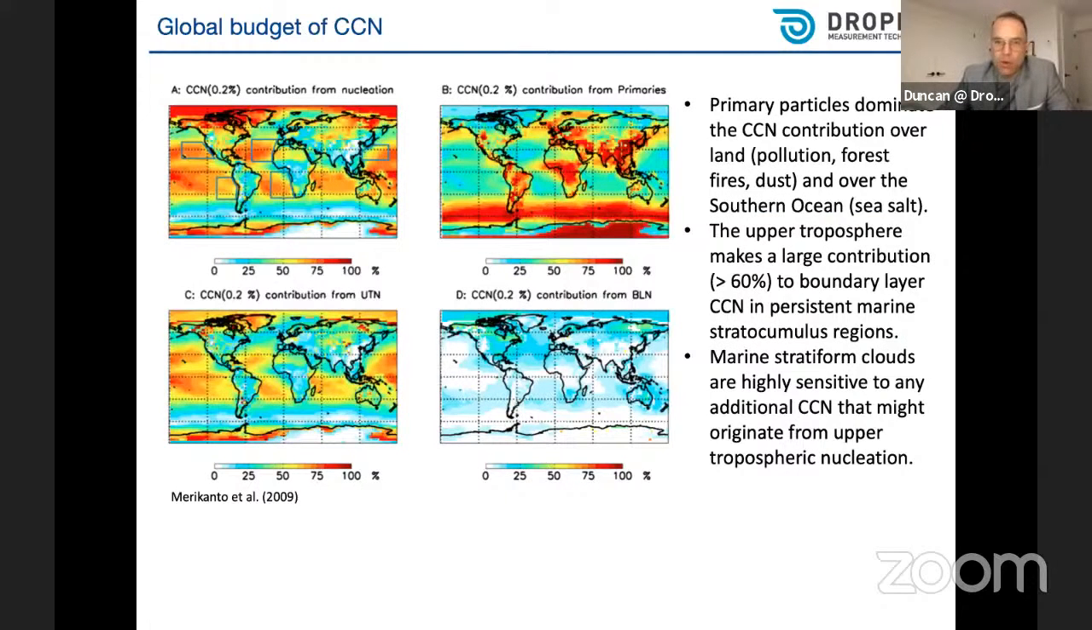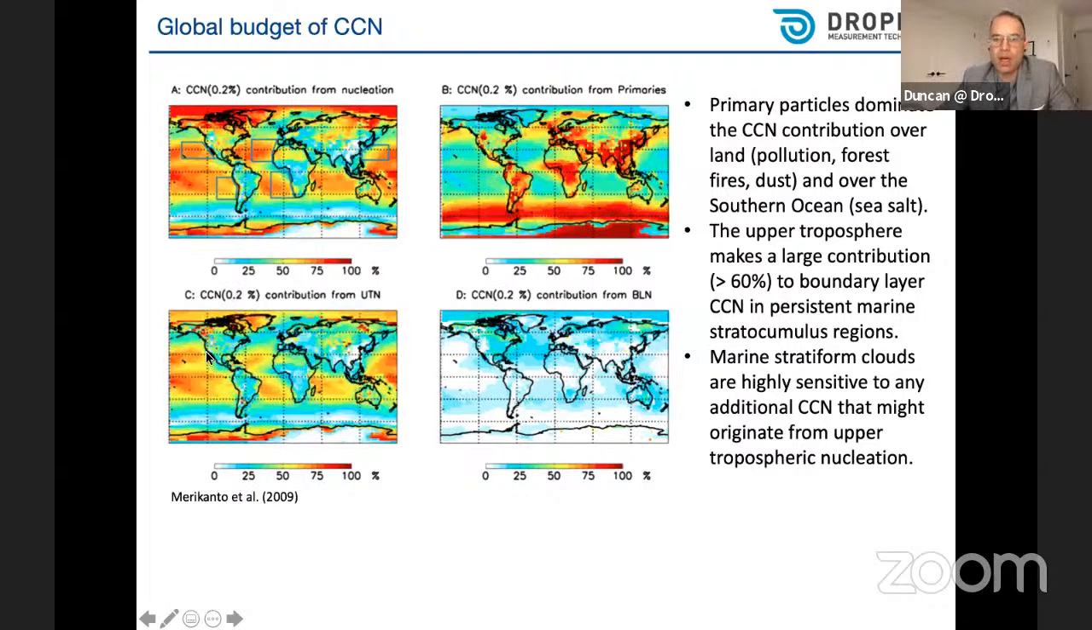How does new particle formation play in terms of cloud condensation nuclei? What you see here on the left is a modeling study by Merikanto et al. at Leeds in the UK, where they simulated various aerosol formation processes globally. What you see here in panel B is the contribution of aerosols to CCN as primary particles. And you see that these primary particles dominate the CCN over land due to pollution, forest fires, and dust, and then over the Southern Ocean due to sea salt emissions.